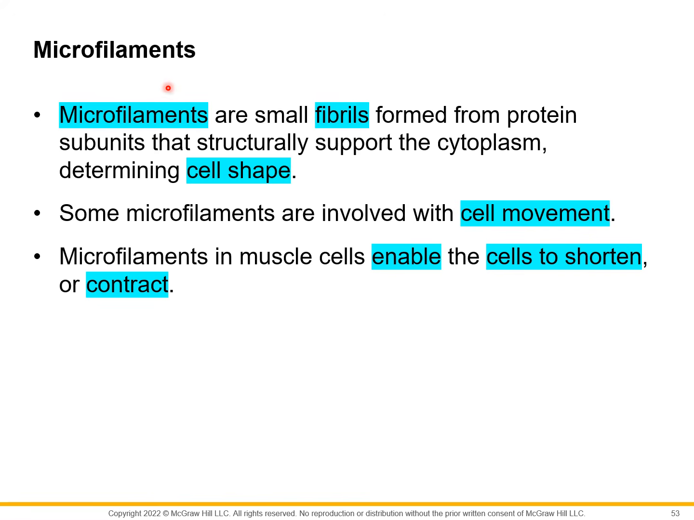Next up are microfilaments. So microfilaments are small fibrils that are also made up of protein, and they determine cell shape. Right? So ayan po, again, microfilaments, they are fibrils that could determine or could set the shape of the cells. All right? Some microfilaments are also involved in cell movement, and microfilaments in muscle cells would enable the cells to shorten or contract. Medyo mas maintindihan po natin yung concept na ito on muscle cells on why they need to shorten or contract. But again, muscle cells have that capability because of the existence of microfilaments.